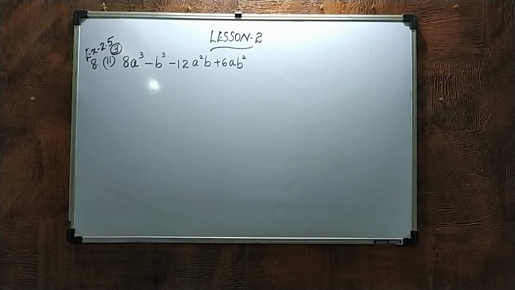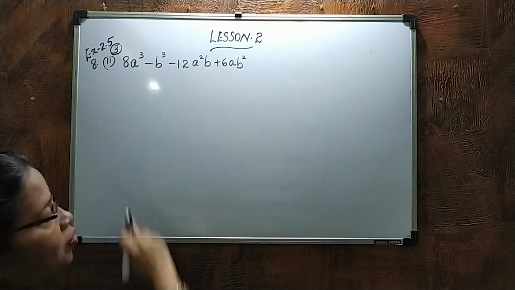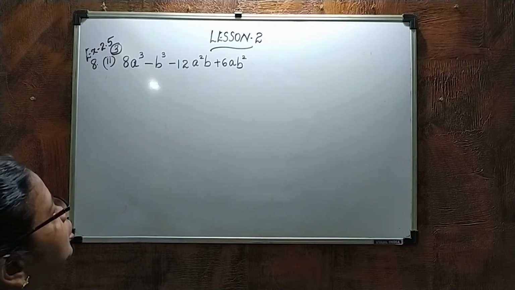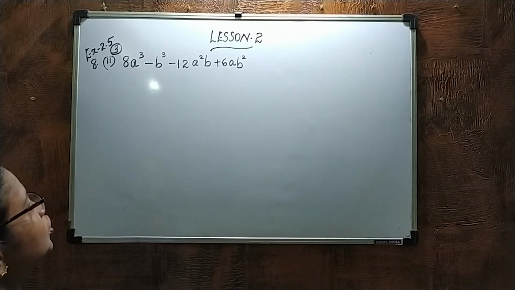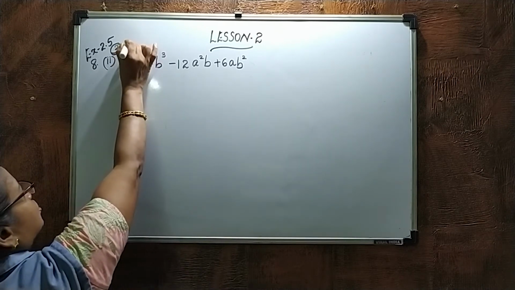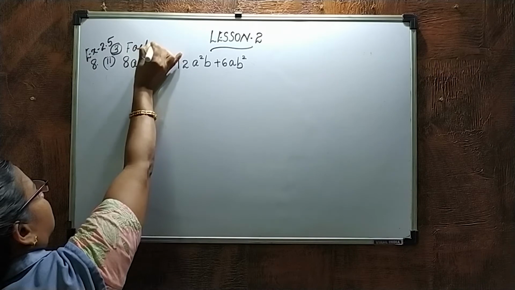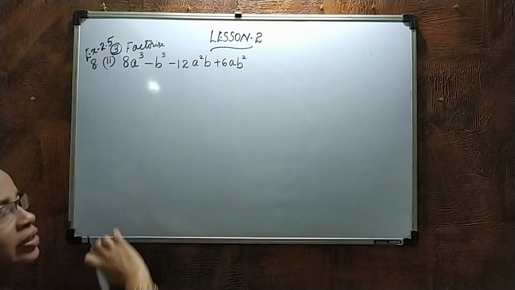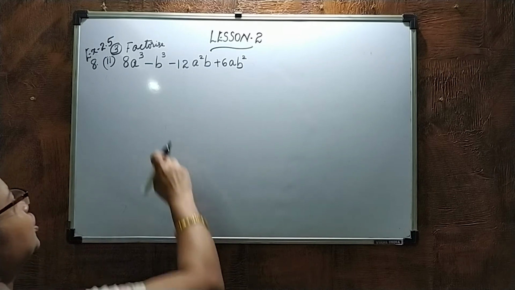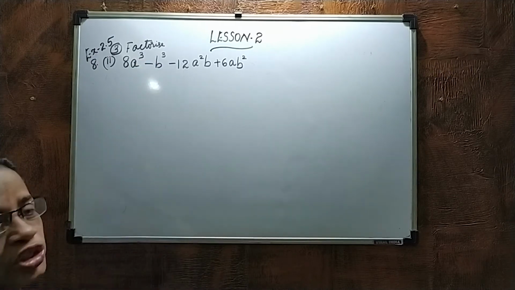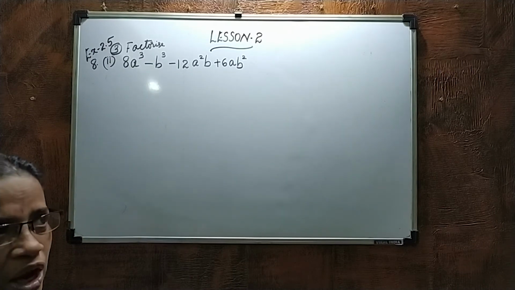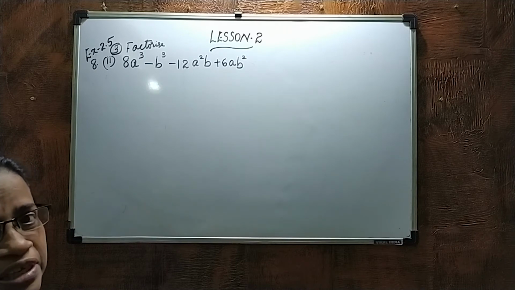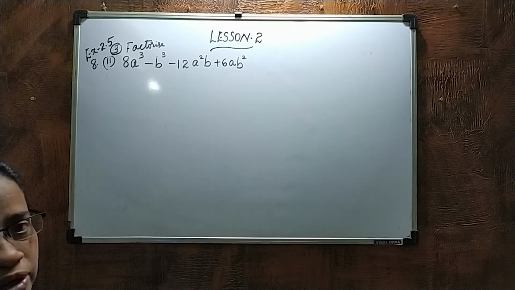Okay, this is the third question from exercise number 2.5. Eighth question, second problem. 8a cube minus b cube minus 12a square b plus 6ab square. You have to factorize. So this one also factorize. Now what you have to do first? You have to find out the suitable identity. Here cube is there, two terms with the cube is there, and then a square b is there, ab square is there. Now at least you have to think which identity is there with the two terms with the cube and then a square b and ab square.